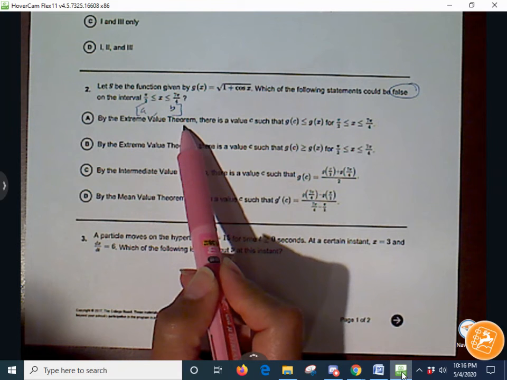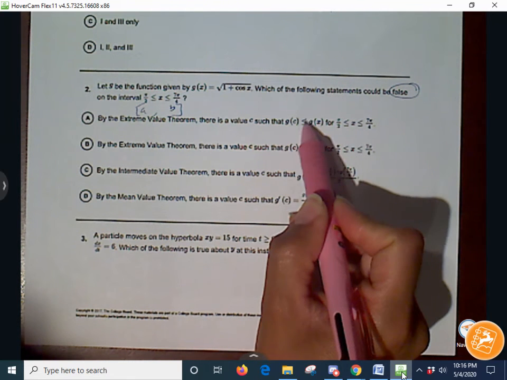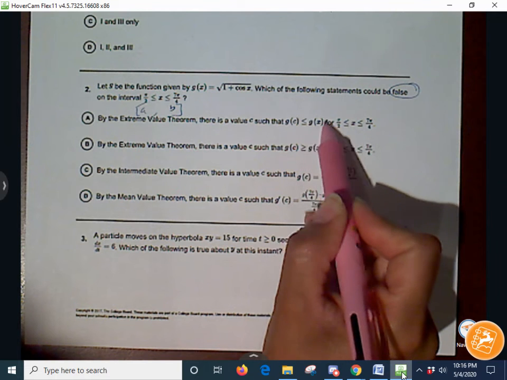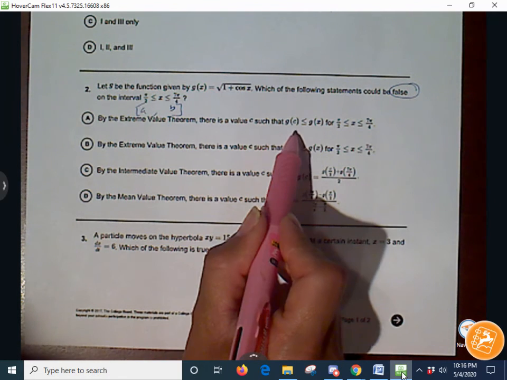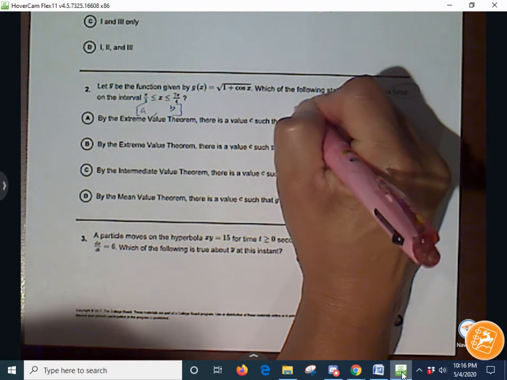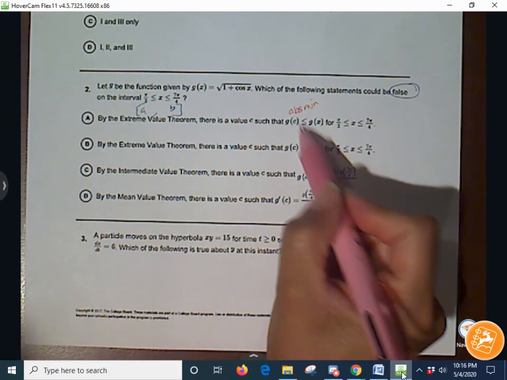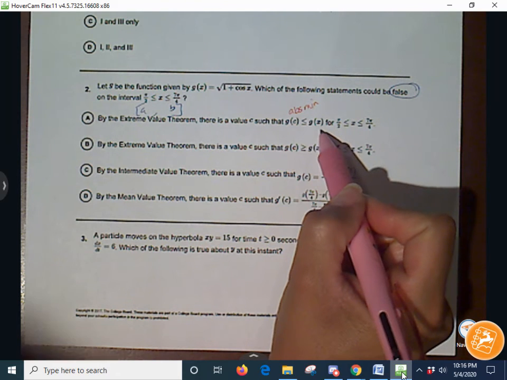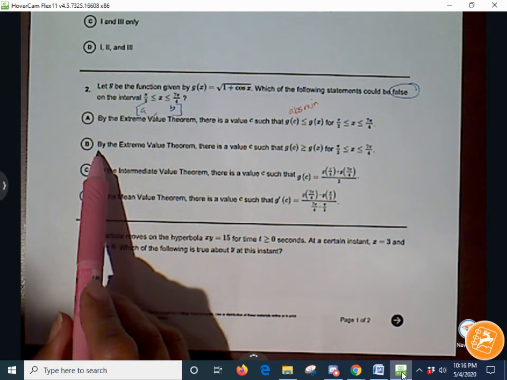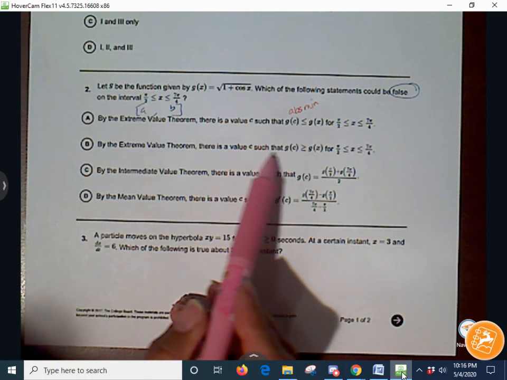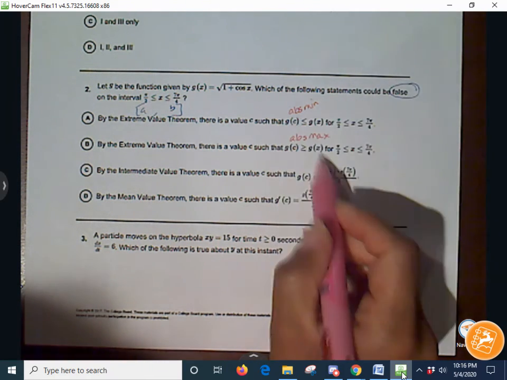By the extreme value theorem, there is a value c such that when you put c into your function, its y value is less than or equal to all the other y values on this interval. So basically what this is saying is that there is an absolute minimum. An absolute minimum is a y value that is less than all the other y values, or equal to if it was a horizontal line. By the extreme value theorem, there is a value c such that this. That means there's an absolute maximum on this.